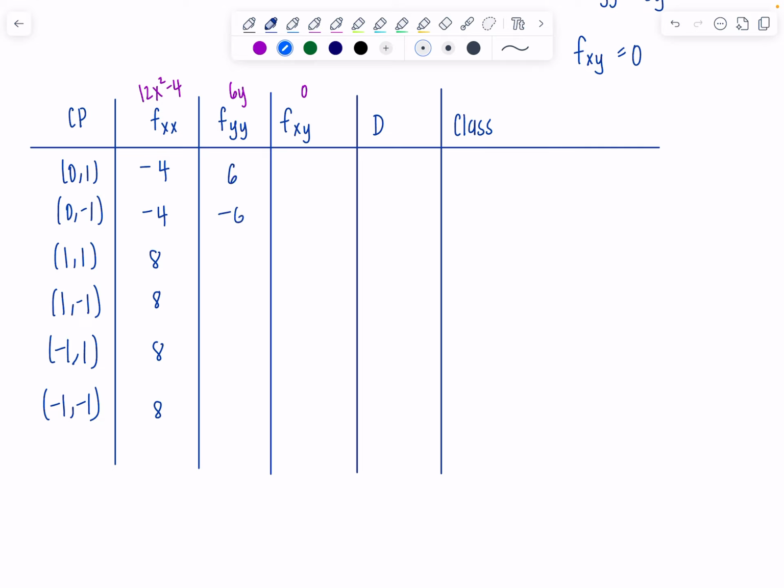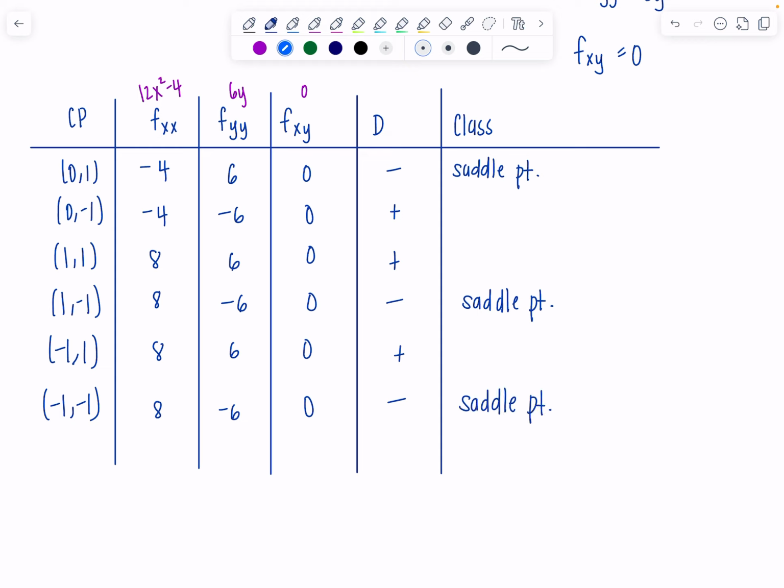6, negative 6, 6, negative 6, 6, negative 6, 0, 0, 0, 0, 0, 0. D is fxx times fyy minus fxy squared. I don't care what number it is, I just care about the sign. Minus, plus, plus, minus, plus, minus. Whenever D is negative, that's a saddle point. When D is positive, then we have to look at the second partial with respect to x and see the sign. So here it's positive, but this was negative, which means this is a local max.